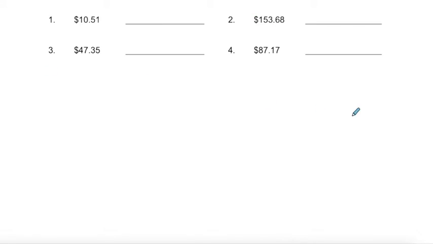Well, let's take a look at these questions now. If I was paying cash, how much money would I get back if this was either how much I was paying or how much change I was receiving back? Because this is a 1, I round down. So this becomes $10.50. For number 2, because this is an 8, I round up. So this becomes $153.70.